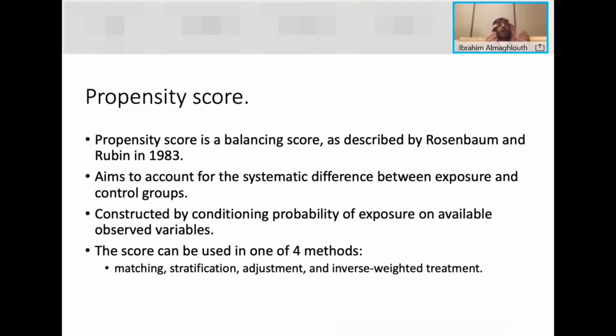And why is that important? Because in such a way, we make both study populations, the exposure and the control, the interventional arm and the non-interventional arm, both study groups similar in almost all factors except the exposure of interest. And by that, we reduce the confounding effect. Now, this is the idea of propensity score. It is commonly used in one of 4 methods that we'll mention briefly.